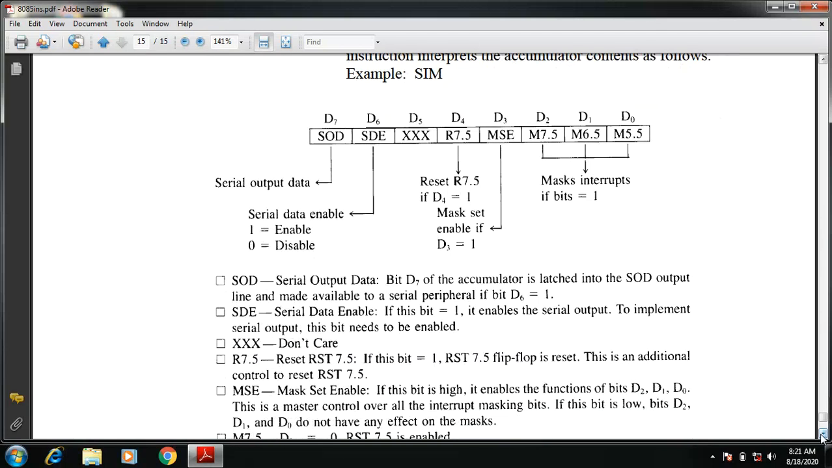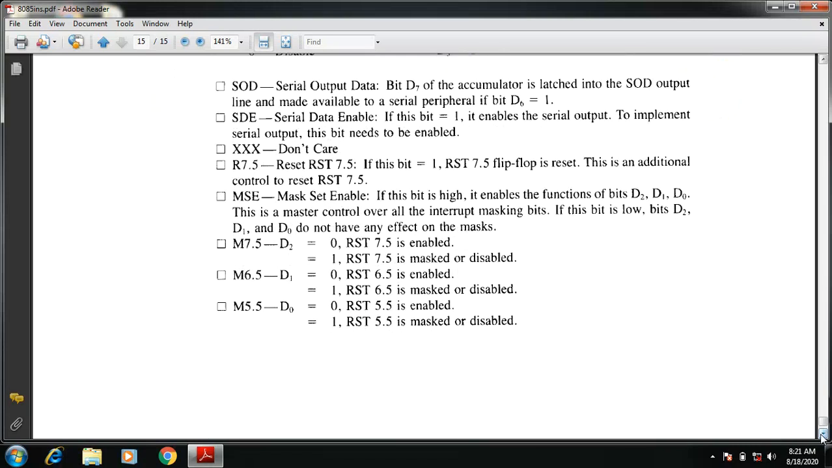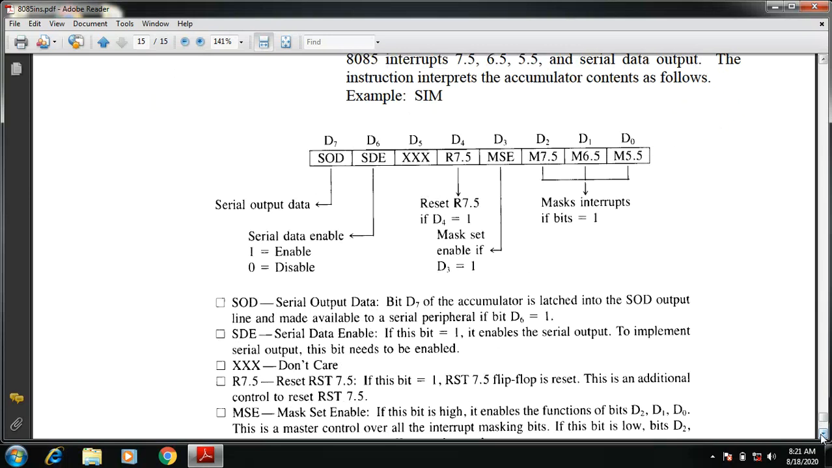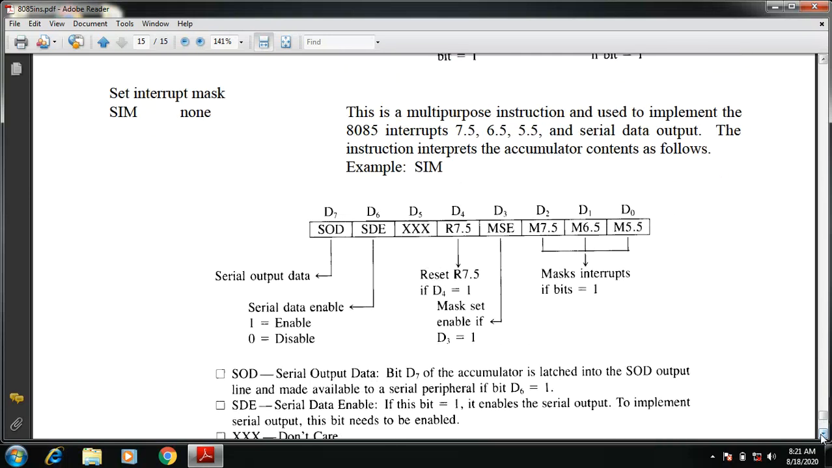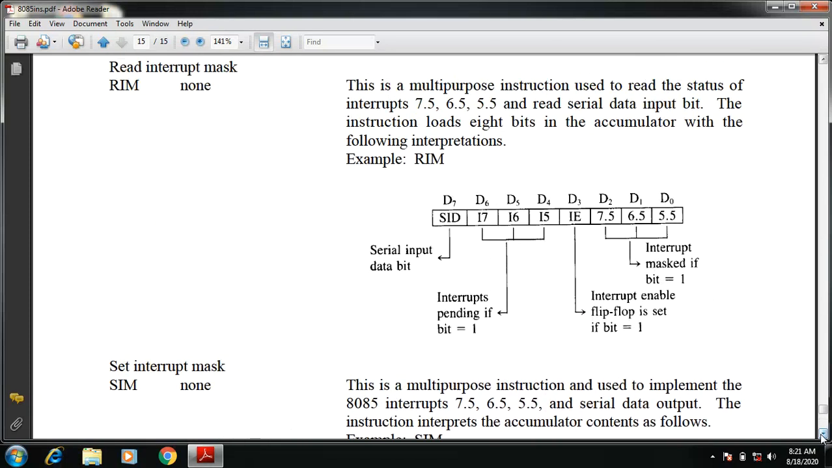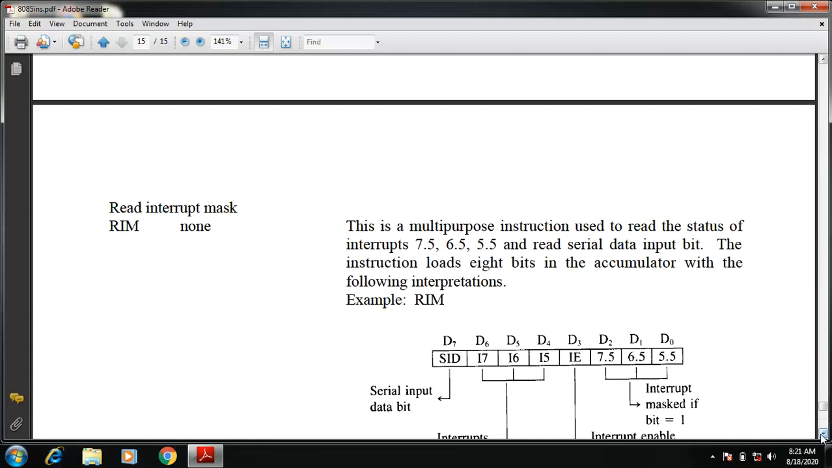So this is the 8085 instruction set, totally 5 groups. One is data transfer, second arithmetic, third logical, fourth branch instructions, and last machine control instructions. This is a 10 mark question. I have explained all the instructions as well as the examples. Keep watching videos.